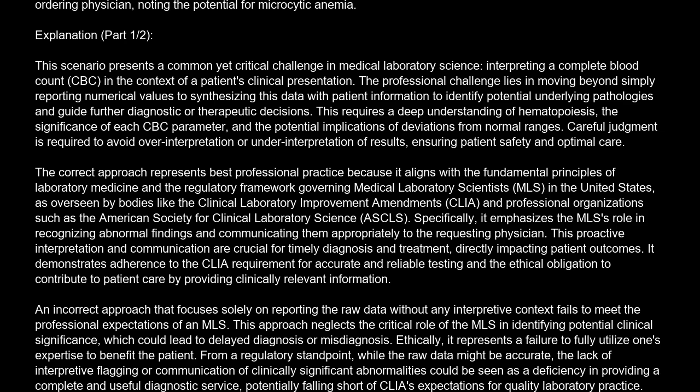An incorrect approach that focuses solely on reporting the raw data without any interpretive context fails to meet the professional expectations of an MLS. This approach neglects the critical role of the MLS in identifying potential clinical significance, which could lead to delayed diagnosis or misdiagnosis. Ethically, it represents a failure to fully utilize one's expertise to benefit the patient. From a regulatory standpoint, while the raw data might be accurate, the lack of interpretive flagging or communication of clinically significant abnormalities could be seen as a deficiency in providing a complete and useful diagnostic service, potentially falling short of CLIA expectations for quality laboratory practice.